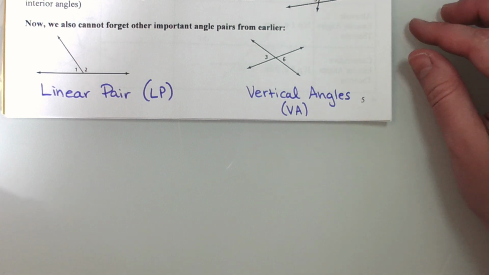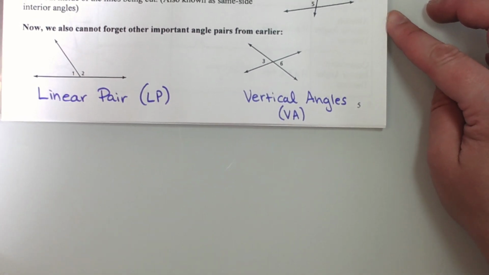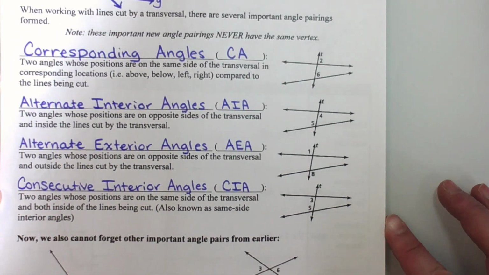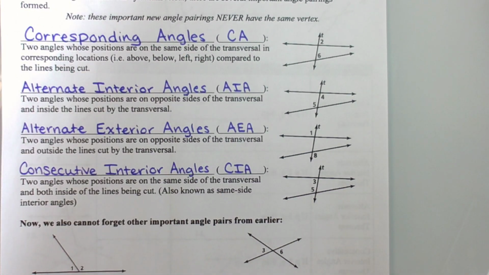But if they don't share a vertex, it's one of these 4 or it has no relationship whatsoever. To determine which of these 4 it is, you are going to check, first off, where the transversal is and ask yourself if they're on the same or opposite sides of it. That's my transversal, that's my transversal. These 2, same side. These ones, opposite side. The word alternate specifically means they're on opposite sides of the transversal. If it doesn't have the word alternate, they're on the same side of the transversal.